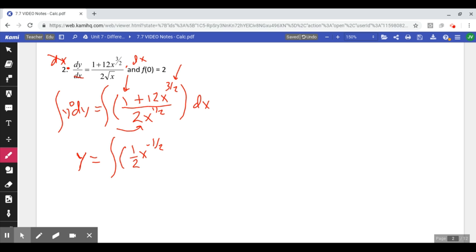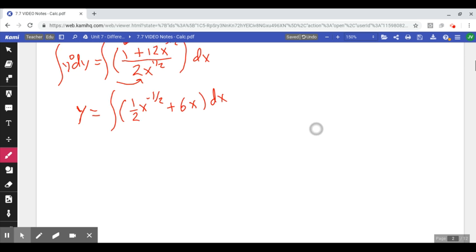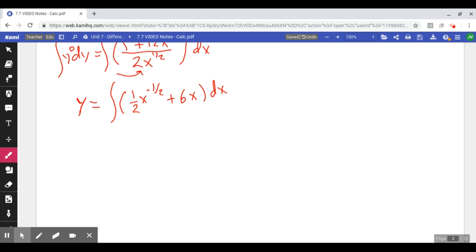If I move that x to the 1 half up, it becomes x to the negative 1 half. Then I'm going to take 12x to the 3 halves and divide it by 2x to the 1 half. So 12 divided by 2 is 6. X to the 3 halves divided by x to the 1 half. Remember your exponent rules, you're going to subtract those exponents. So that's 3 halves minus a half is 2 halves, or 1. So that'll be just 6x. And now we have a polynomial-like function. So we're going to go ahead and be able to find the antiderivative of that right-hand side.